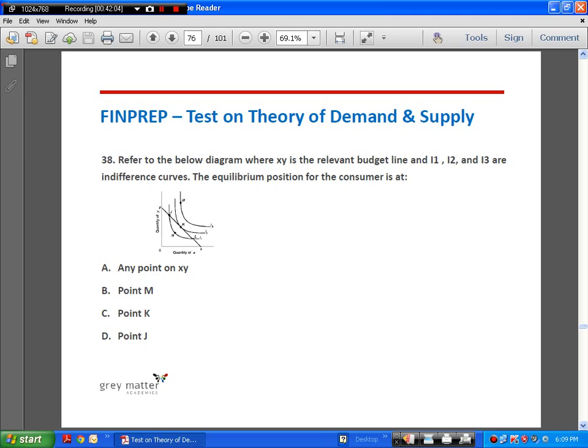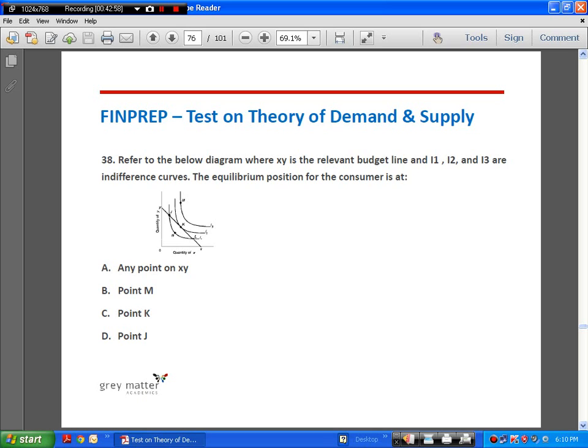38th question. Refer to the below diagram where XY is the relevant budget line. I1, I2 and I3 are indifference curves. The equilibrium position for the consumer is at any point on XY, point M, point K and point J. So on close observation of the diagram, we will find that the equilibrium is where the slope of the budget line and slope of the indifference curve must be equal. Or in other words, the indifference curve must be tangential to the budget line, and it happens at point K.